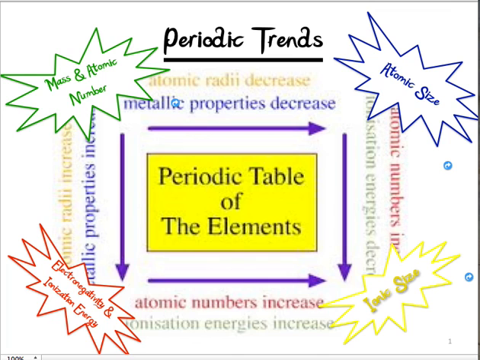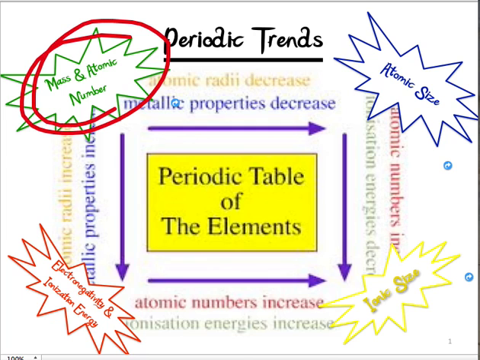We are going to talk about the different trends in the periodic table. The things that we're going to look at, hold on, we're going to look at atomic number and mass. That's going to be our starting point. It's actually a good reference because that one we can see clearly on the periodic table.